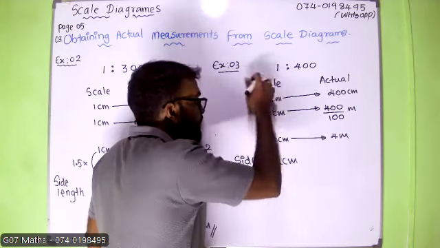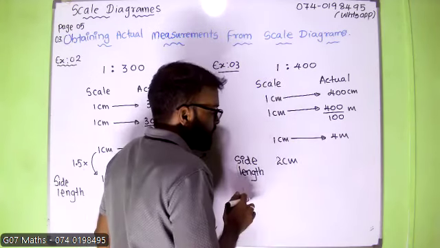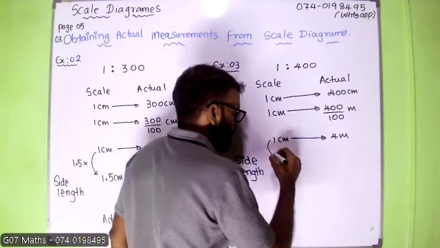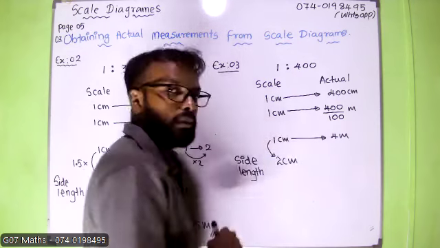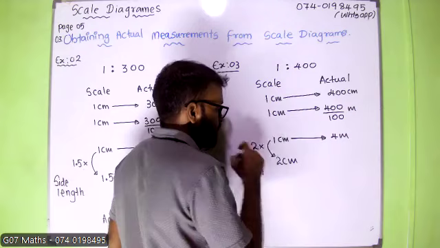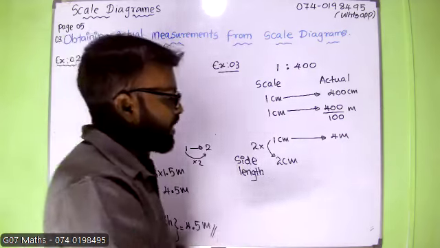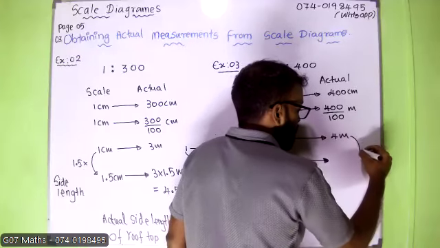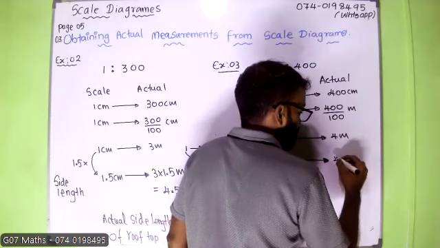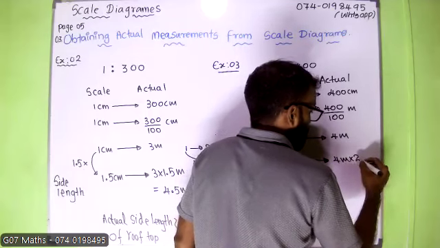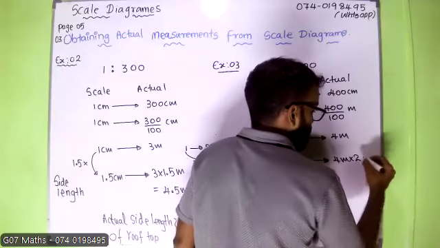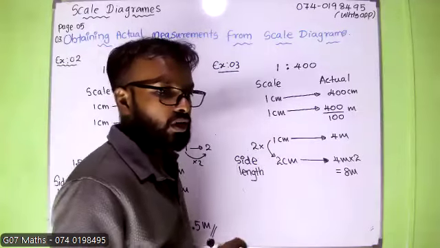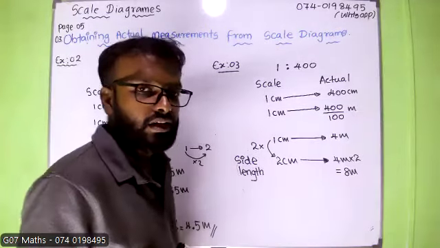Side length of the scale drawing. Right? 1 centimeter becomes 2 centimeters, so 1 multiplied by 2. So how do you obtain the actual length? 4 meters multiplied by 2. So your final answer should be 8 meters. Right? So only Senoli's answer is correct.